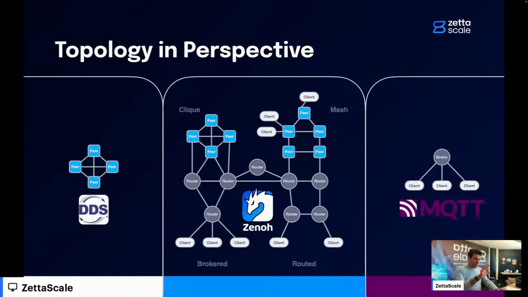Okay, so if you put topology in perspective, this is how Zenoh compares to MQTT and DDS. Essentially, Zenoh doesn't pose any constraint on the topology. MQTT forces you into a client-to-broker model, and DDS forces you into a clique-based peer-to-peer, where every peer has to know every other peer. And that's one of the sources of the scalability issues of DDS too.